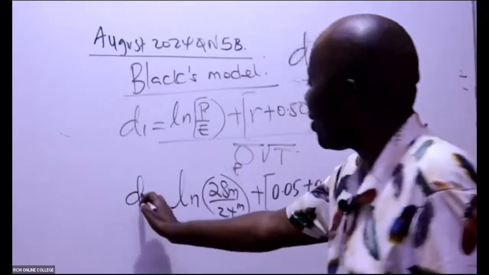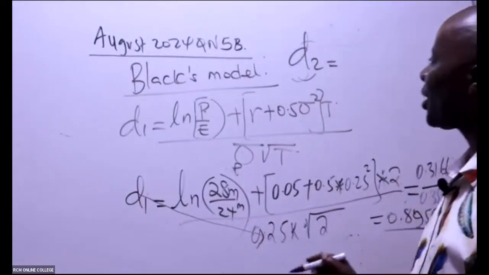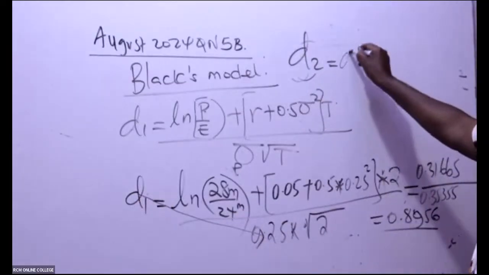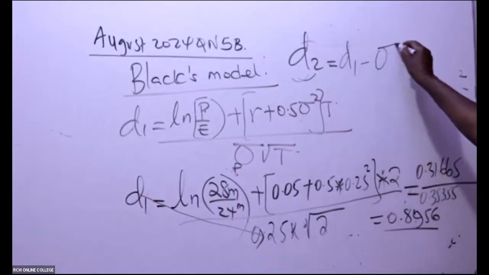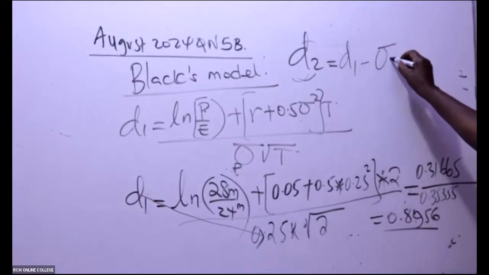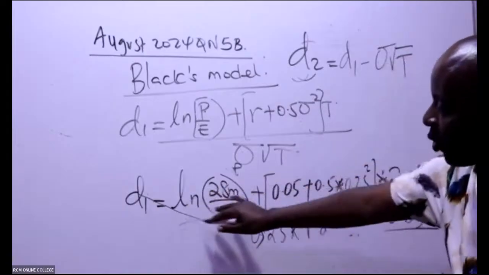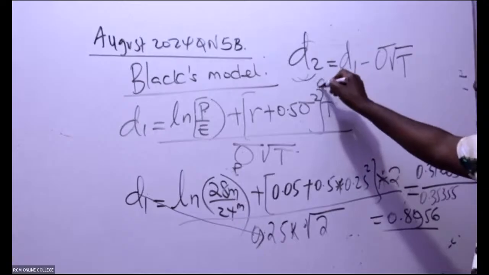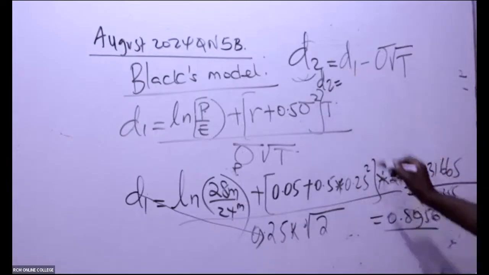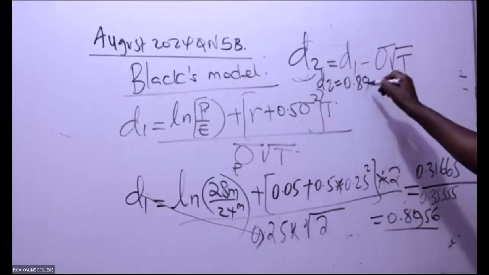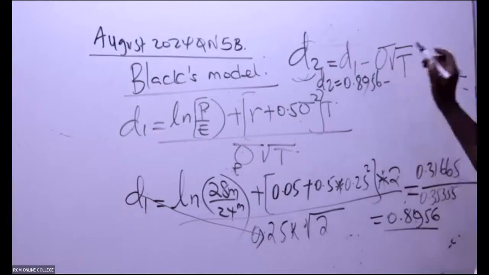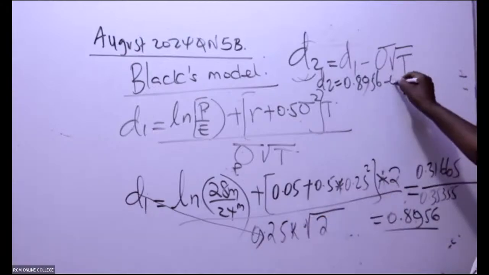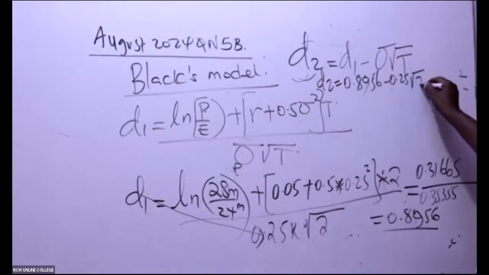So my D2 is like this. D2 will be D1 minus the standard deviation, root of T. This diagonal. You take D1 minus this. So D2 will be equal to the D1 that you have just gotten here, 0.8956, minus this, the way it is, 0.25 root 2.